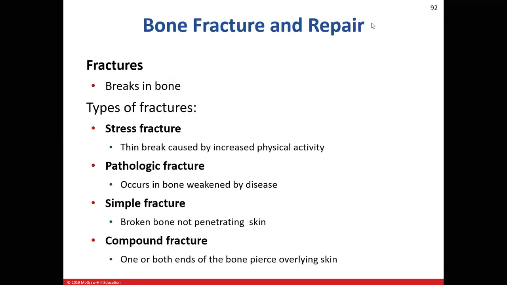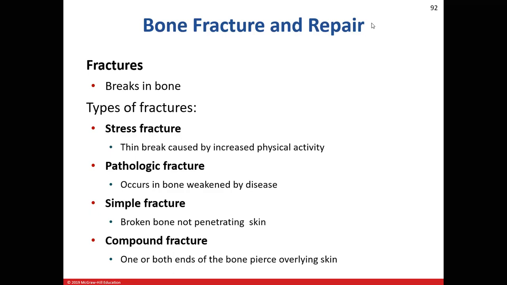So let's take a look at bone fractures. Now, obviously, a fracture is a simple break in the bone. Now, we do have several different types of fractures, some a little bit more specific than others. We first look at a stress fracture. Now, a stress fracture is a thin break that's actually caused by physical activity. Oftentimes, we can't really see it on X-ray, but we do see it on MRIs and bone scans.